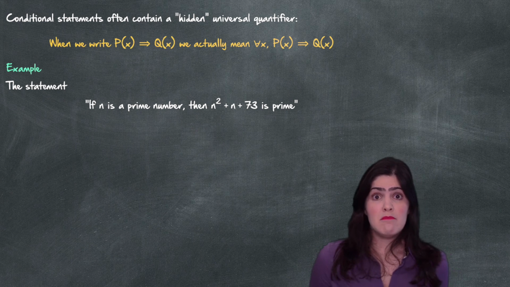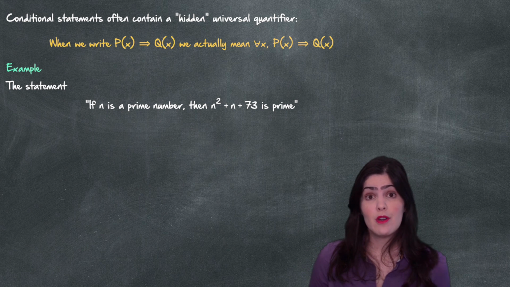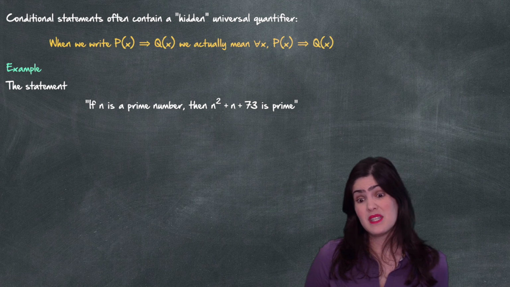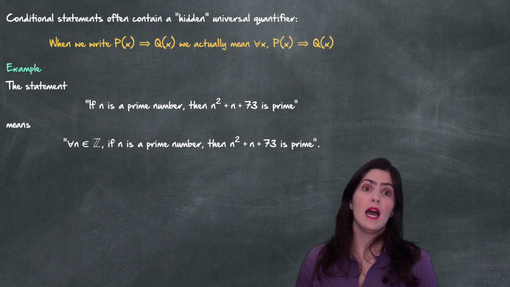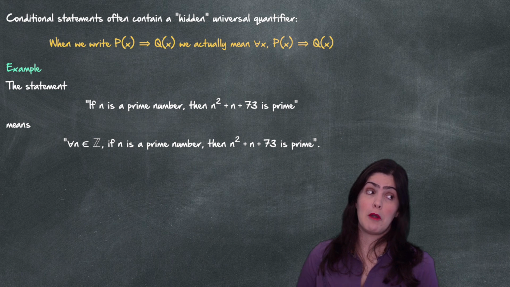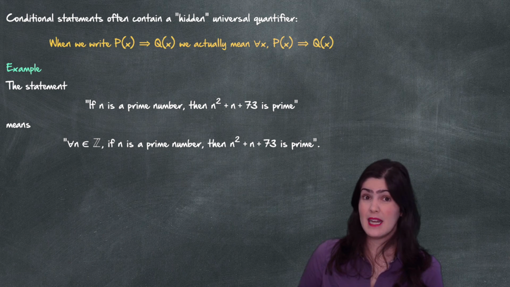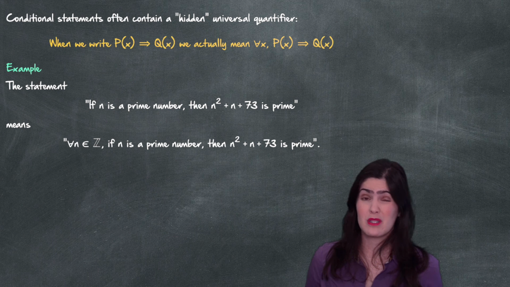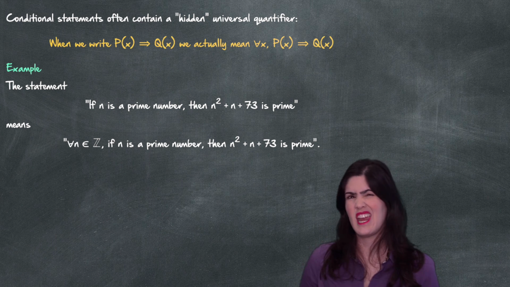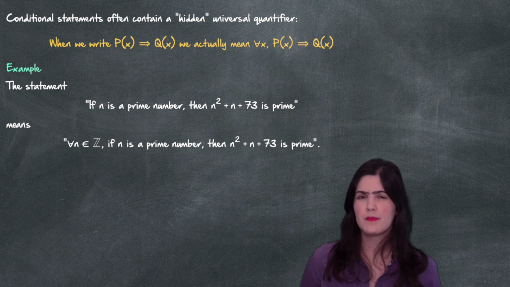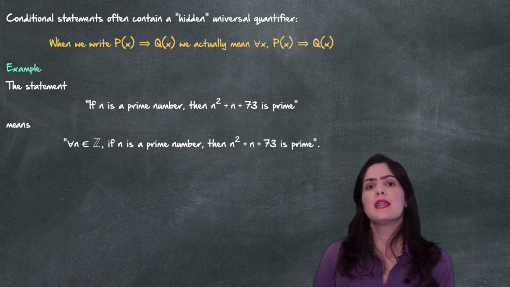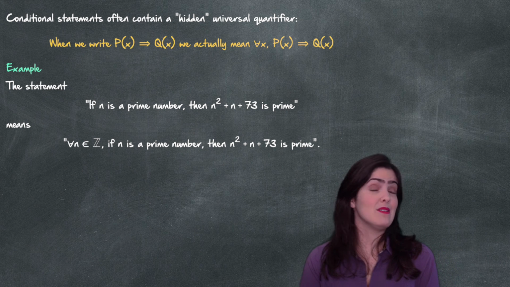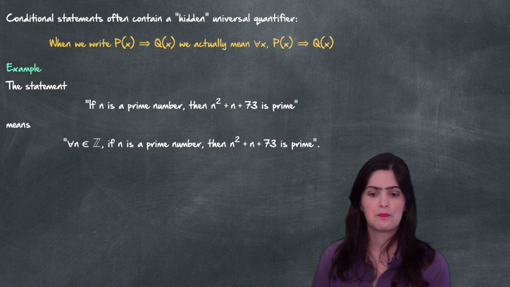Again, what is n? I don't know, it's not fixed, we have no idea. So we need a quantifier, and as we said, the hidden quantifier here is a universal quantifier, and what we mean is actually that for any integer, and here I'm using integers because prime numbers are always integers, so it makes more sense to say any integer than for every real number. So for every integer, if n is a prime, then n squared plus n plus 73 is prime.